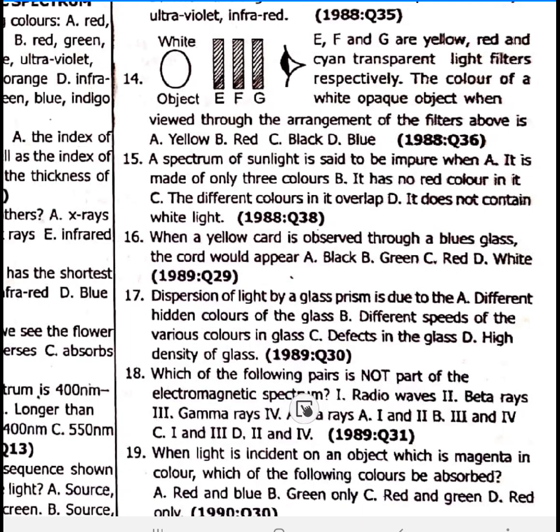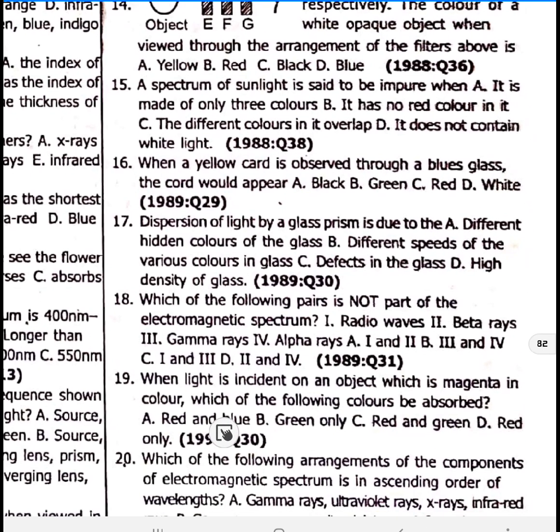18. Which of the following pairs is not part of the electromagnetic spectrum? Alpha and beta are not part of them. Option D. 19. When light is incident on an object which is magenta in color, which of the colors can be absorbed? Magenta is blue and red. Hence, green is absorbed while red and blue are reflected.